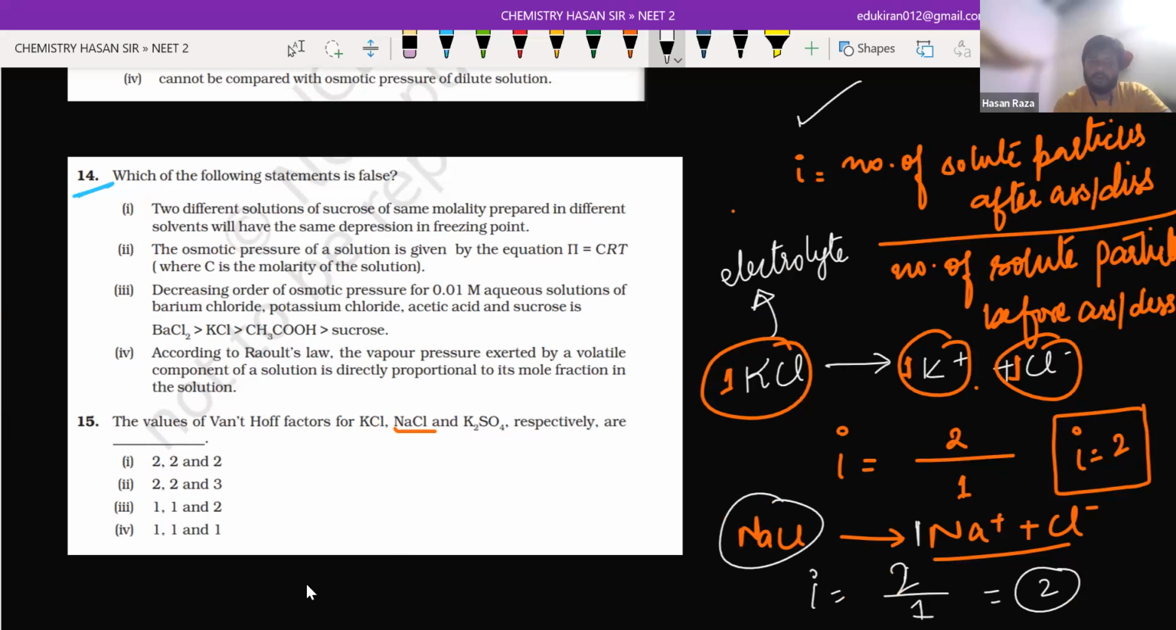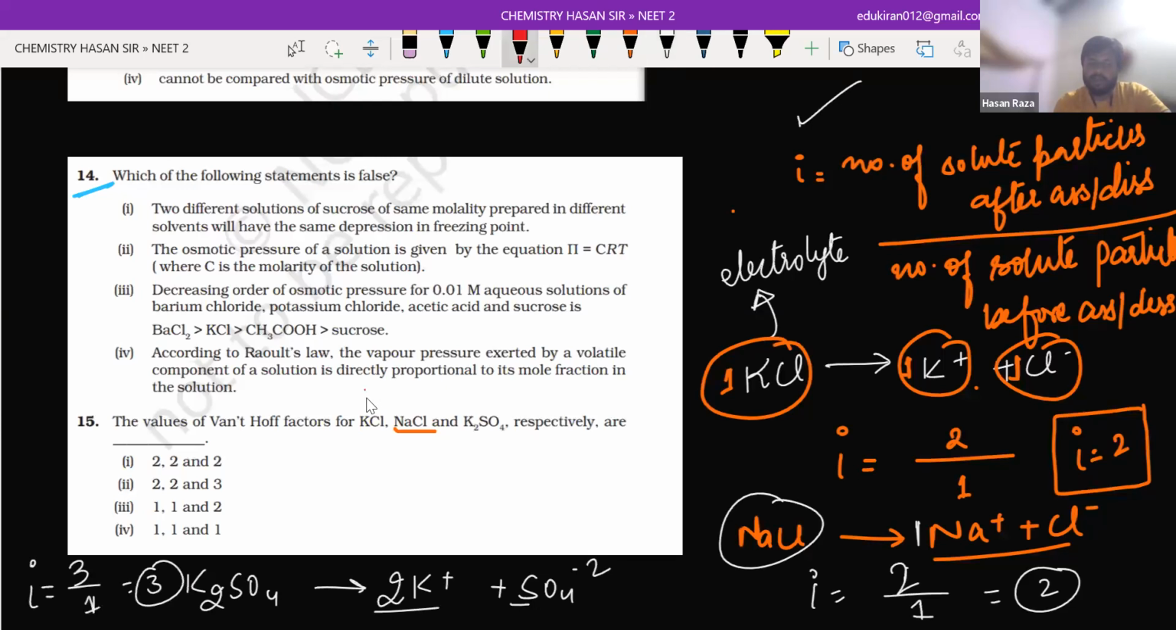Now K2SO4. It is also an electrolyte which will be dissociated. You can see K plus and SO4 2 minus. You are going to balance it as well: 2 potassium on the right-hand side, so I'm going to make it 2. So the value after dissociation is 2 plus 1, that is 3 by 1, which means 3. So the value of i for KCl will be 2, for NaCl will be 2, for K2SO4 it is 3, and only for this, so the answer will be 2.